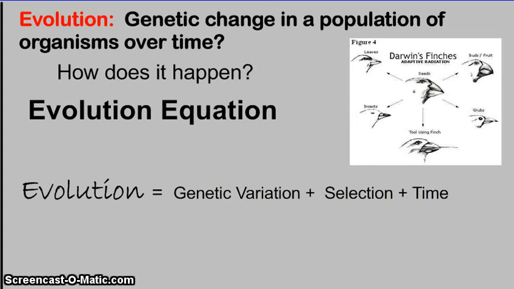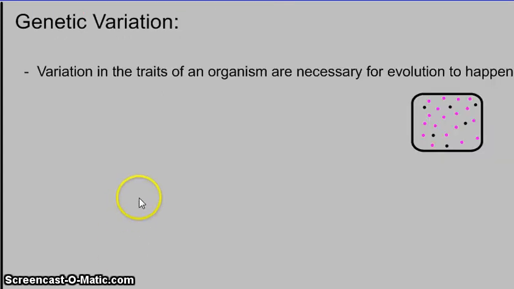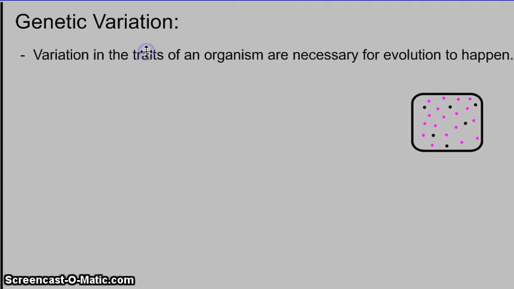I'm going to go through each component in a little bit more detail right now. The first component is genetic variation. Before organisms can undergo evolution, there has to be variation in the traits of the organism. And since you know, after our last unit on protein synthesis, that traits are created as a result of transcription and translation using the information in DNA, a variation in traits must also mean there's a variation in the DNA of those organisms, the genetic material.